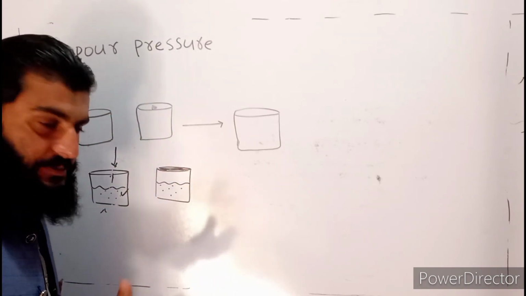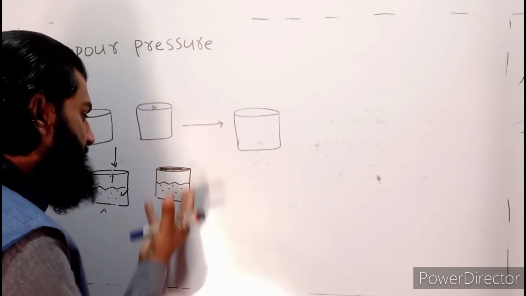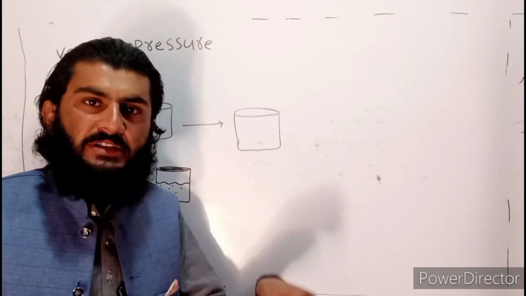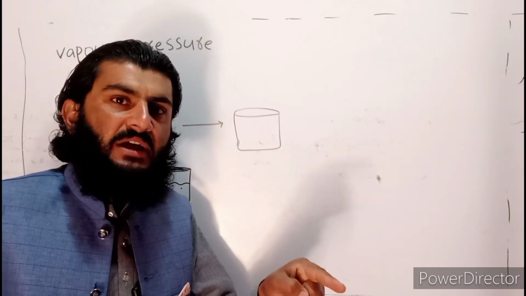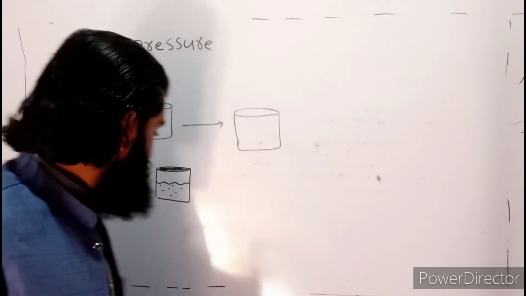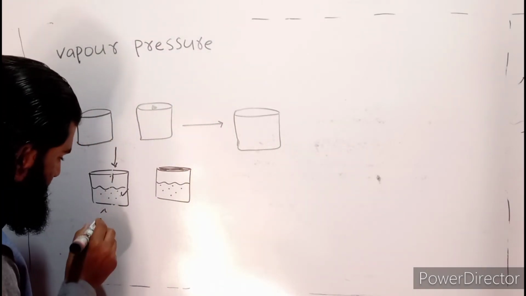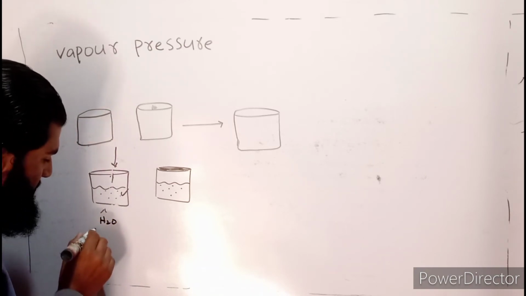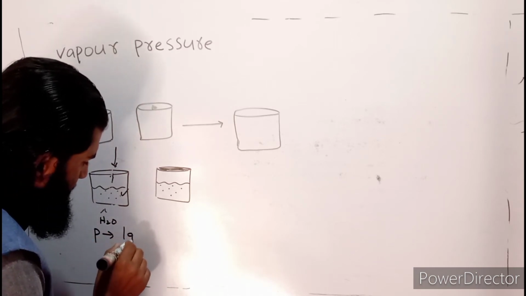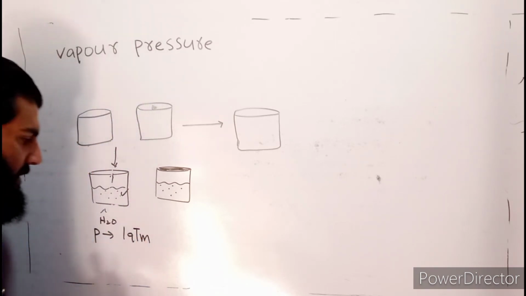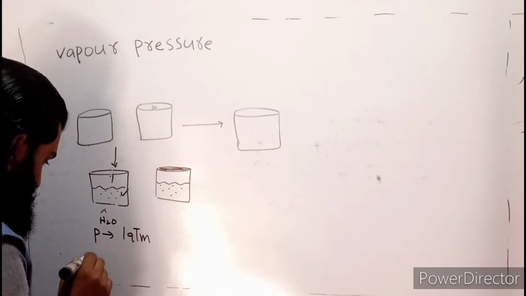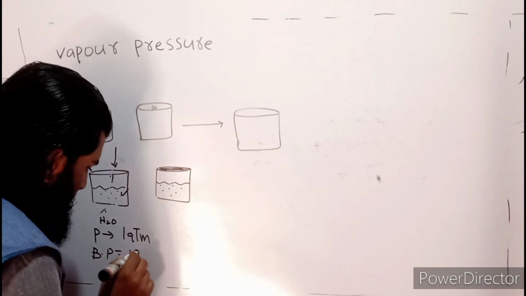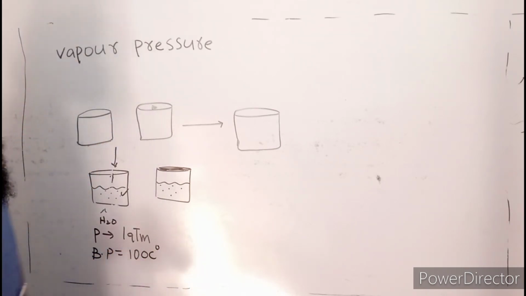Again, what is boiling point? When the vapor pressure becomes equal to atmospheric pressure, then this point of temperature is known as the boiling point. Just like for water, for example, if the pressure is 1 atm, then the boiling point will be 100 Celsius. Clear?